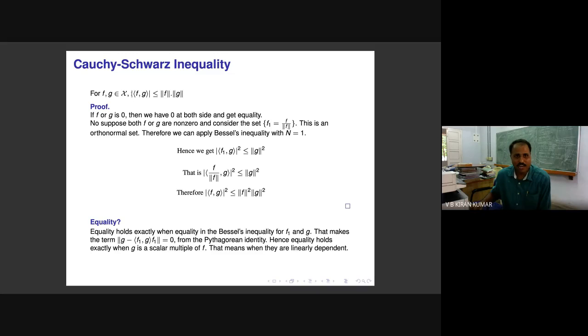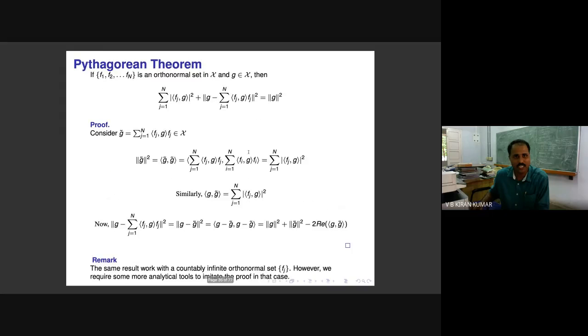So when do you have equality here? Equality here means, by a backward computation, you have equality in the Bessel's inequality with F1 for the singleton set F1. So if you have equality in the Bessel's inequality, just go back to your Pythagorean theorem. Equality in the Bessel's inequality means these two quantities are the same.